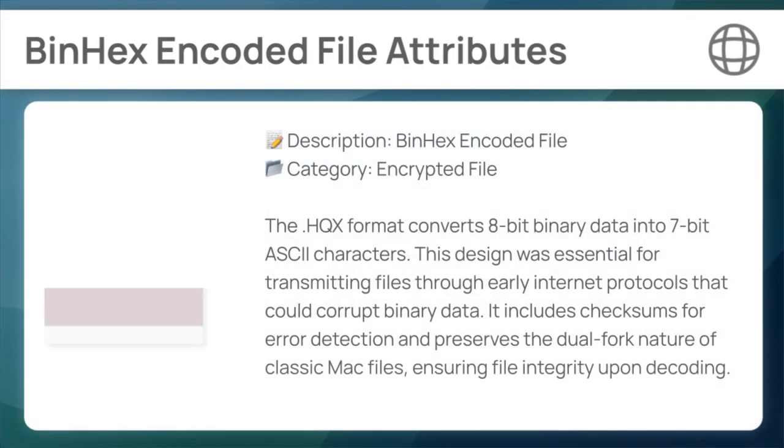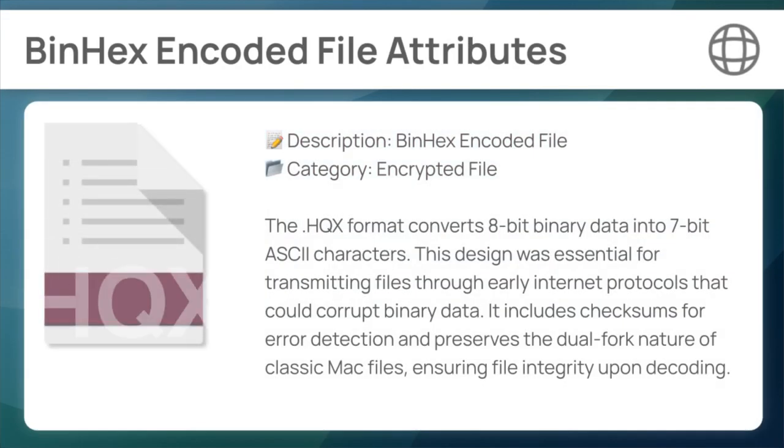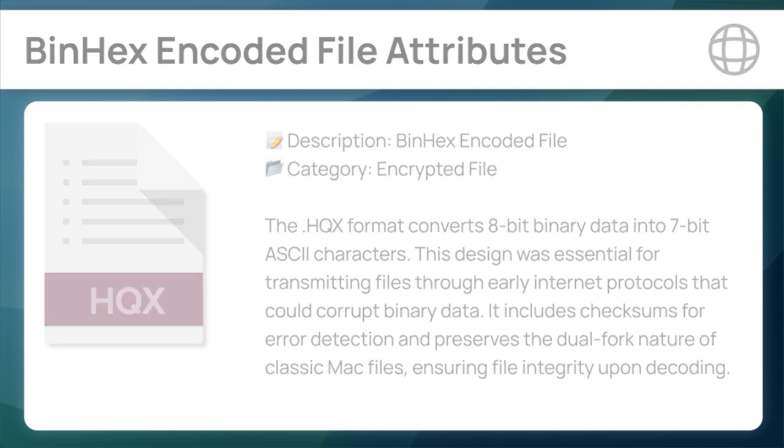The HQX format converts 8-bit binary data into 7-bit ASCII characters. This design was essential for transmitting files through early internet protocols that could corrupt binary data. It includes checksums for error detection and preserves the dual-fork nature of classic Mac files, ensuring file integrity upon decoding.